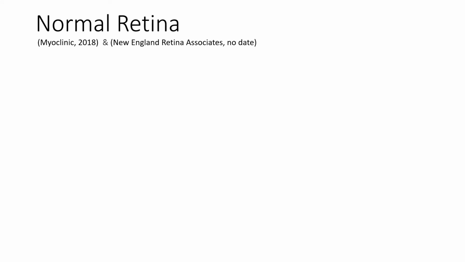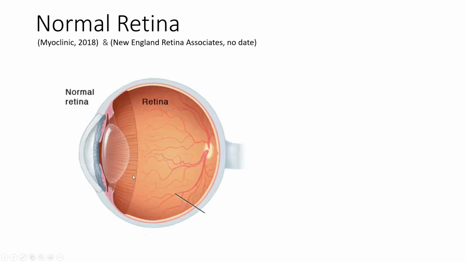Okay, before discussing diabetic retinopathy, we are going to see what a normal retina is. Okay, this is a normal retina. Here, this is the lens, the pupil, and the retina in the back layer, outside. These are the blood vessels of the retina. This is the optic nerve, and this is the retina.